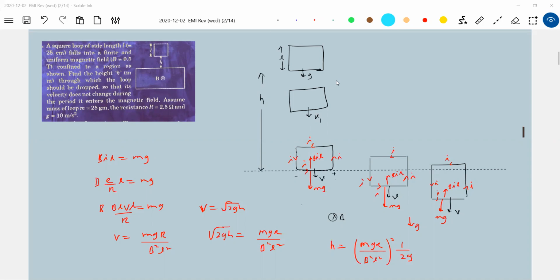Okay, how do you analyze? BIL does negative work. Still my answer is the same. Why am I not taking work done by BIL? I think this also we have discussed.